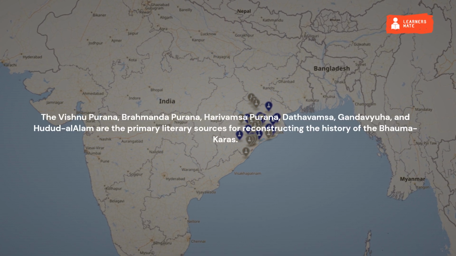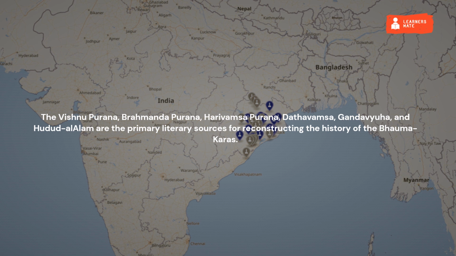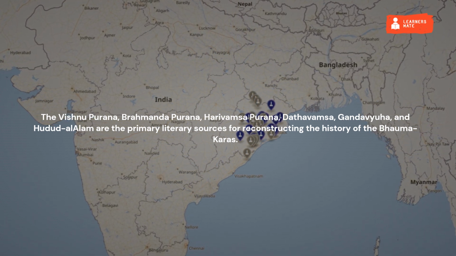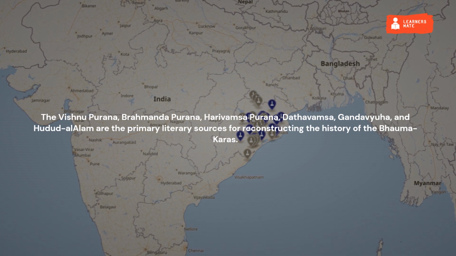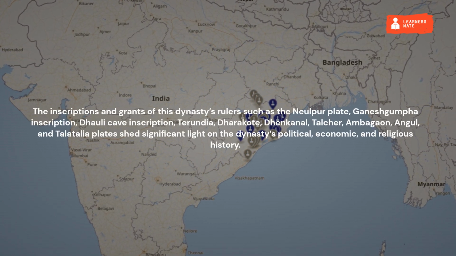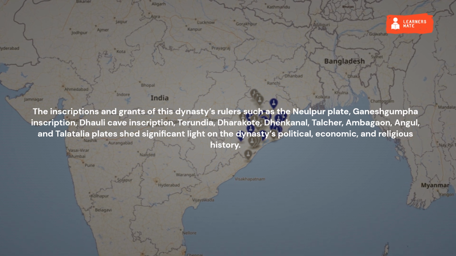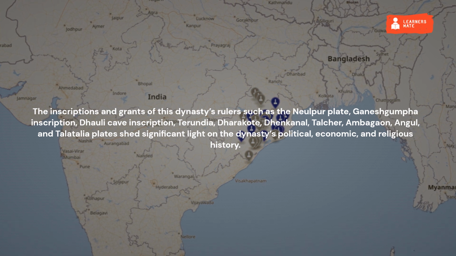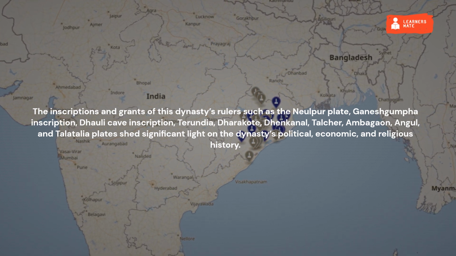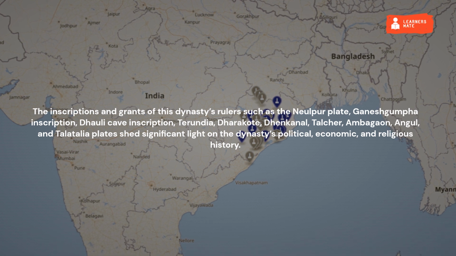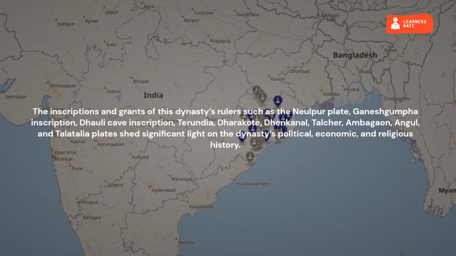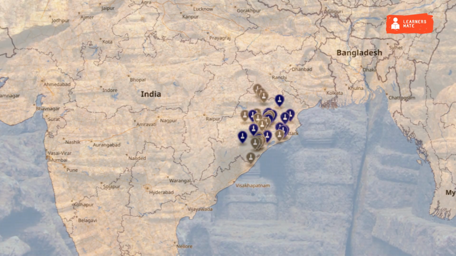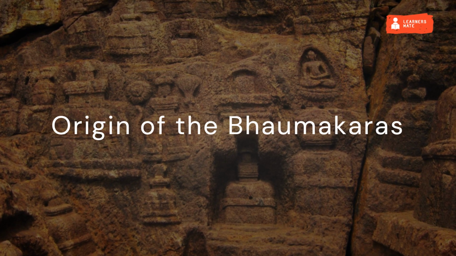The Vishnu Purana, Brahmanda Purana, Harivamsa Purana, Dathavansa, Gandavyuha and others are the primary literary sources for reconstructing the history of the Bhaumakaras. Additionally, the inscriptions and grants of this dynasty's rulers, such as the Neulpur plate, Ganesh Gumpha inscription, Dhauli cave inscription, and the Terundia, Dharakote, Dhenkanal, Talcher, Ambagaon, Angul, and Talatali plates, shed significant light on the dynasty's political, economic, and religious history. The origin of the Bhaumakaras.